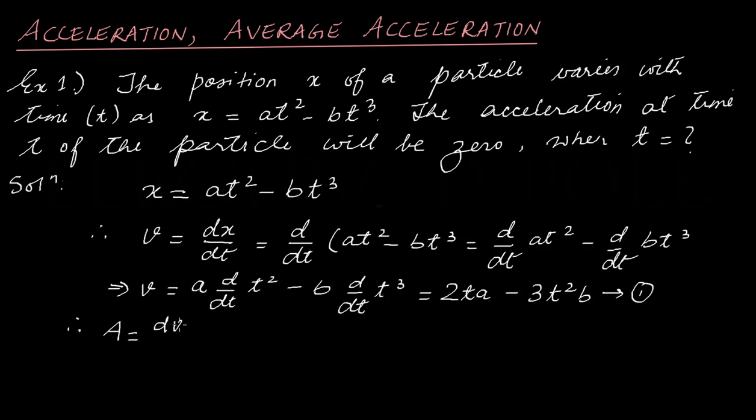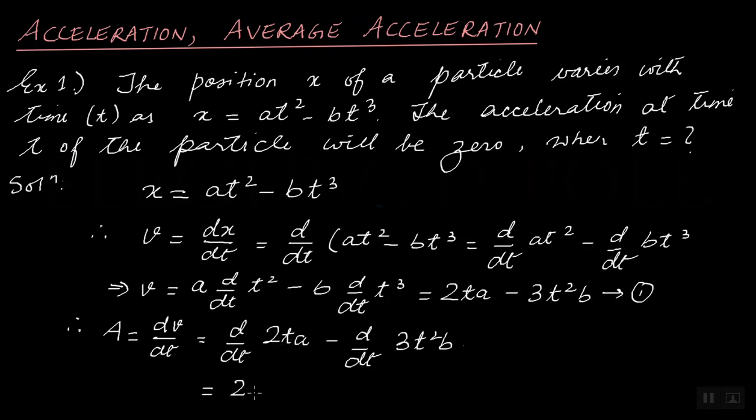So acceleration is dv dt, rate of change of velocity. So I have to differentiate this. So differentiating this, d dt of 2ta minus d dt of 3t square b. So you'll get here 2a, a constant, so d dt of t will be 1. So from here you'll get 2a minus, then 3b is a constant, I take it out, d dt of t square, that will be 2t. So I'll get 3b and inside bracket 2t. So this will be 2a minus 6bt. This is the expression for the acceleration.